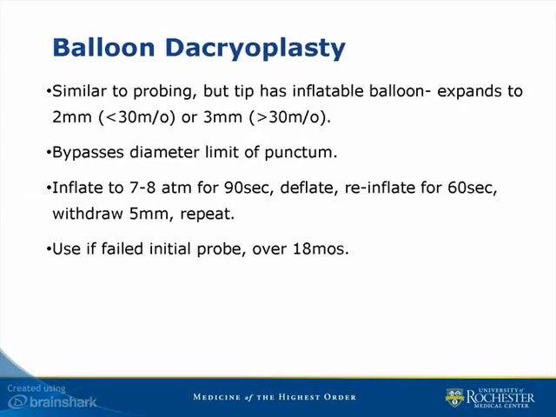The procedure involves a manometer. We inflate the balloon to 7 to 8 atmospheres for 9 seconds, deflate it, reinflate the balloon for another 60 seconds, then you pull the whole system back 5 millimeters and repeat the process. Typically, I had been using this if they failed an initial probe or they were older than 18 months, but again, I haven't done a balloon dacryoplasty in probably 5 or 6 years and moved straight to nasolacrimal intubation.